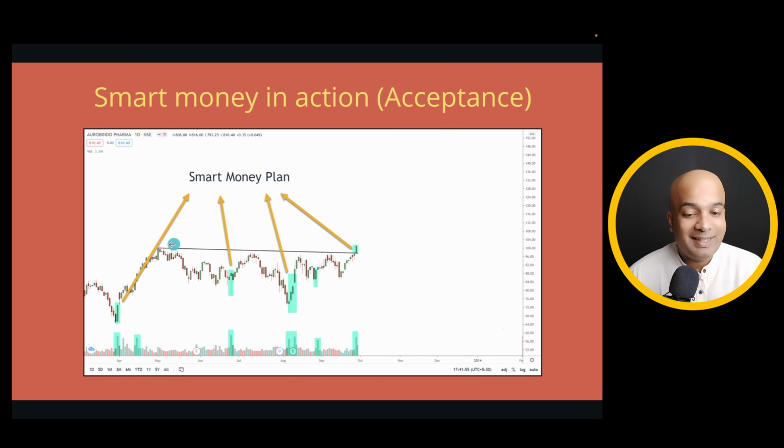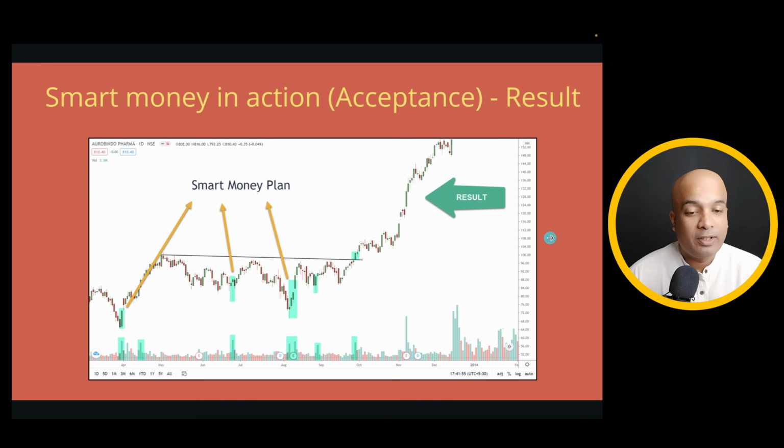So now there is a clear resistance trend line, and price broke the resistance trend line along with the volume spike, right? Now what is the smart money plan? Smart money is thinking the price will go upside, right? You can look at the result.